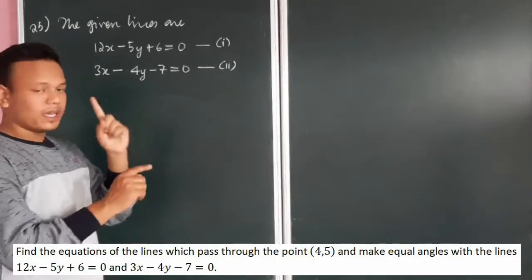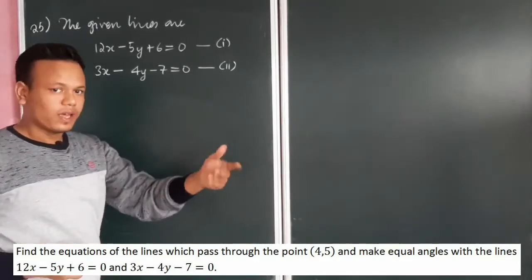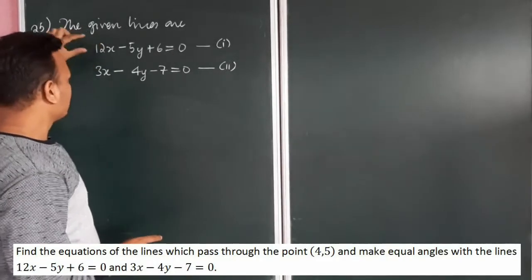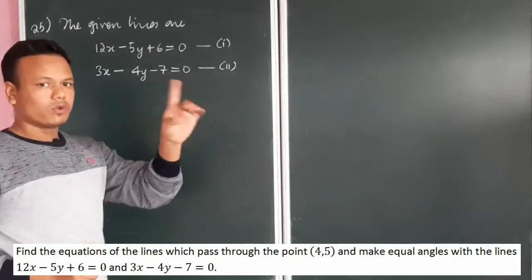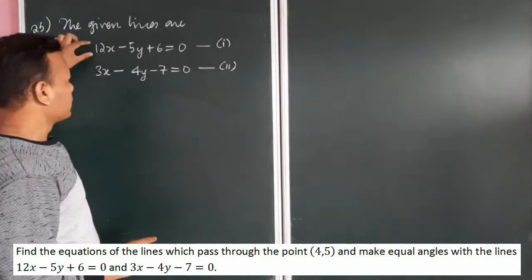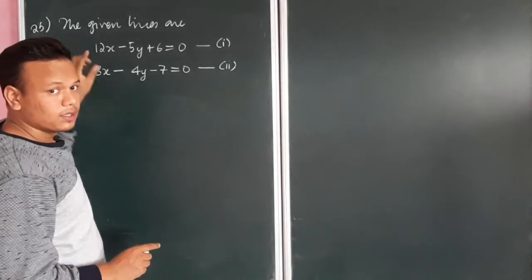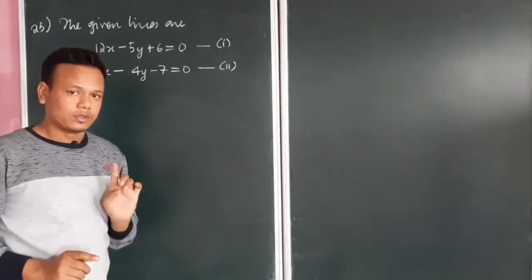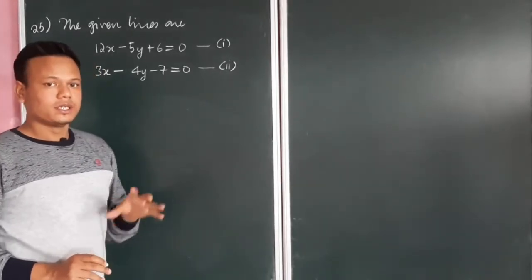Okay, so the line passes through (4, 5), and it makes equal angles with these two lines. Suppose one of the lines whose equation we need to find makes a 30 degree angle with this one, then the very same line has to make a 30 degree angle with this one as well. All right, so that's the meaning of the question.